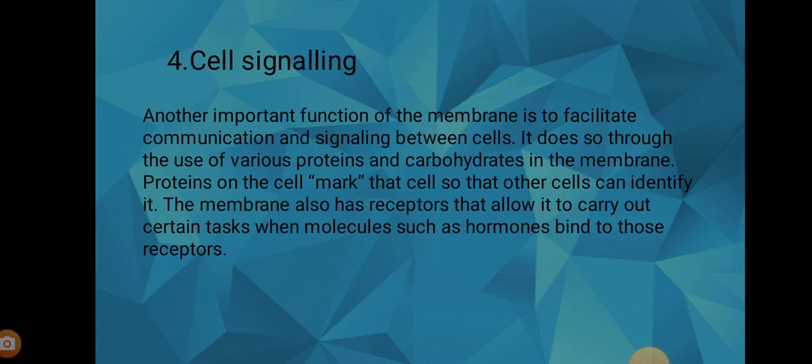Cell signaling. Another important function of the membrane is to facilitate communication and signaling between the cells. It does so through the use of various proteins and carbohydrates in the membrane. Proteins on the cell mark that cell so that other cells can identify it. The membrane also has receptors that allow it to carry out certain tasks when molecules such as hormones bind to those receptors.